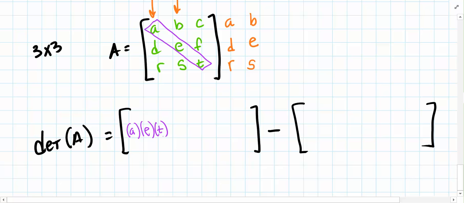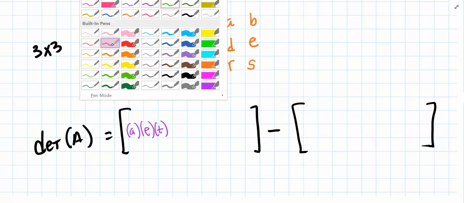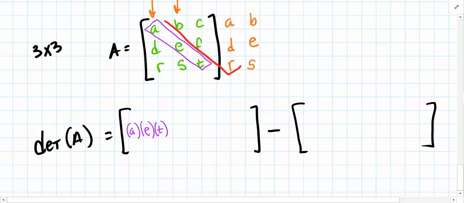I don't want to use green, I'll use red here. And you get B, F, and R. This is why you had to move those columns over. Otherwise, you'd run out of room there. So you're going to add this to the product of B, F, and R. And we have one more to do, and I'll do it in blue. The structure of it is really weird, but all you're doing is multiplying and adding, right? So then C, D, S. I'm going to add this to C, D, and S.